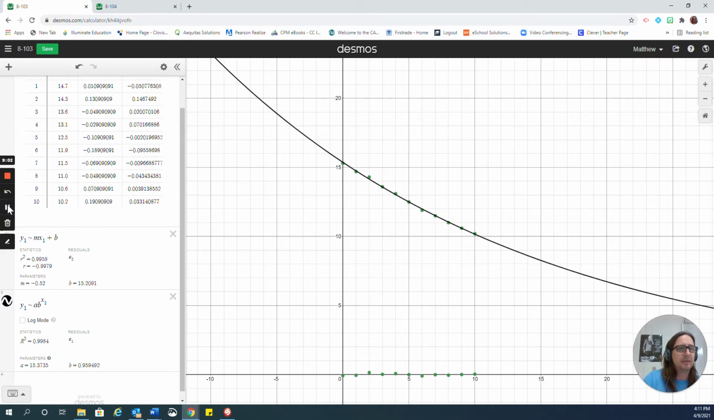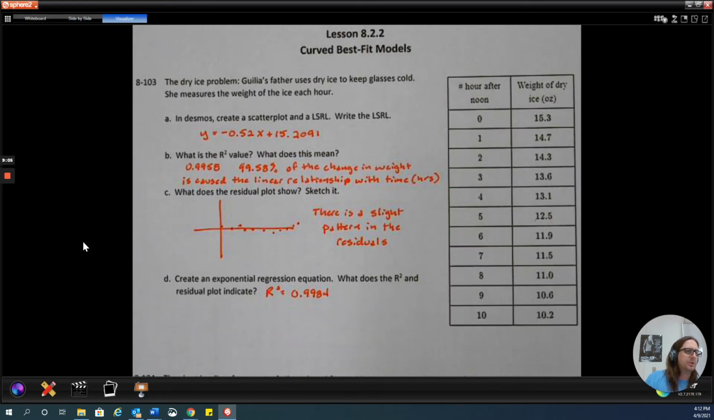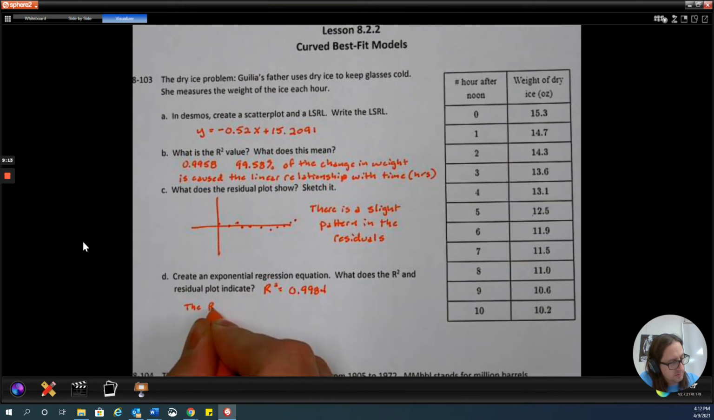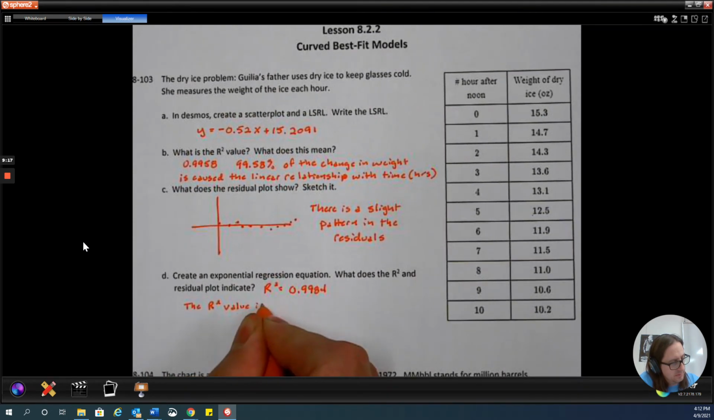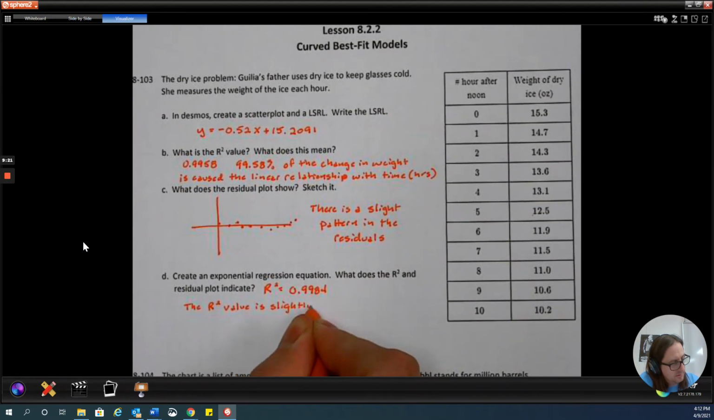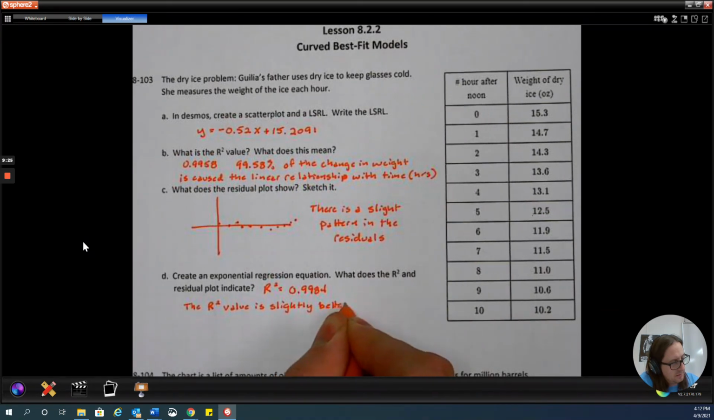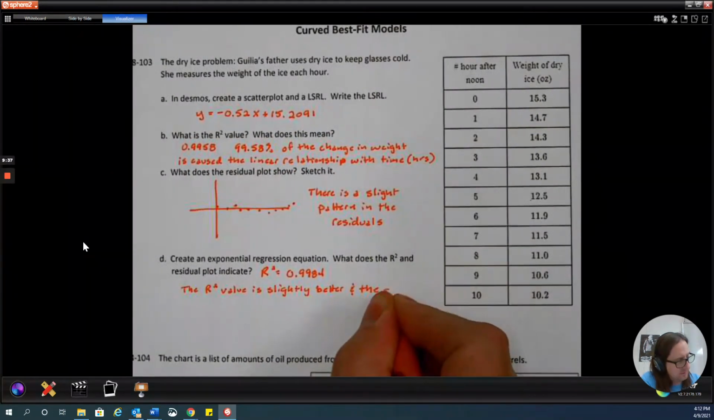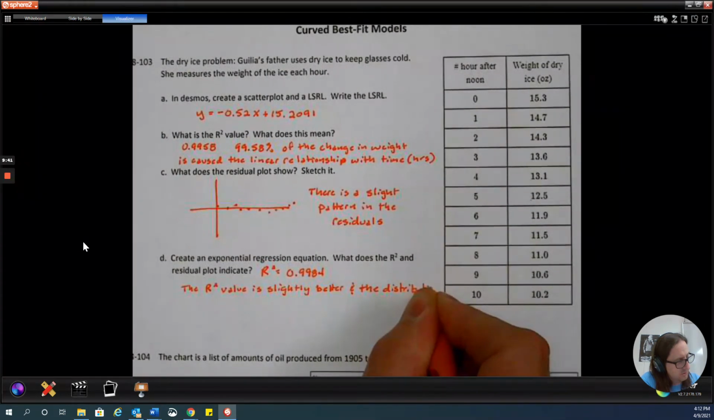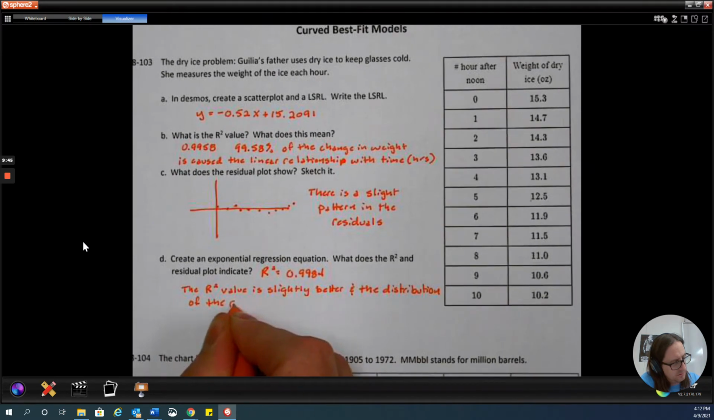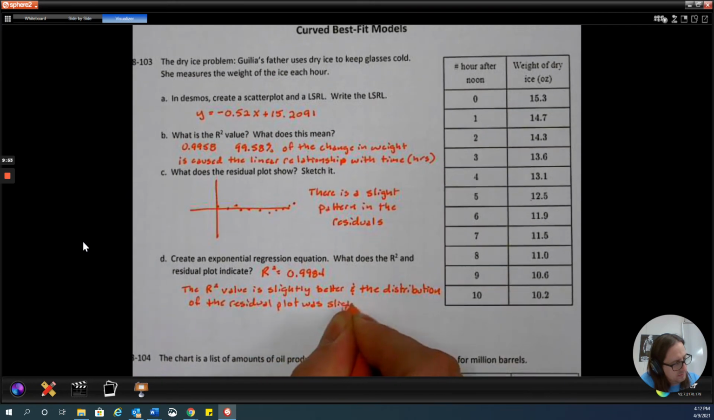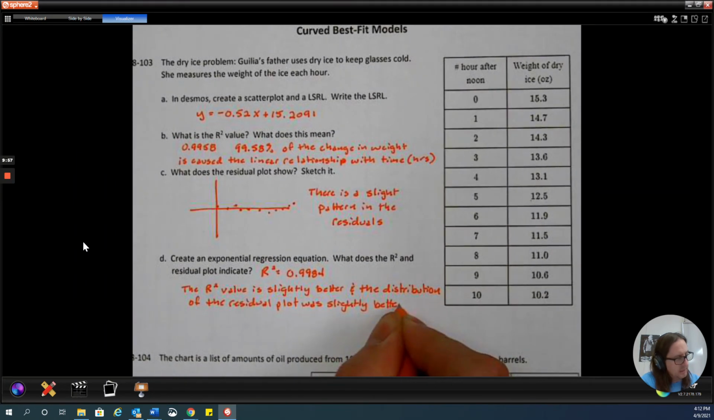All right, so we need to write down on here, what does the R squared and the residual plot indicate? So let's write that down on the paper. So the R squared value is slightly better. And the residual was slightly better distributed. The distribution was slightly better.